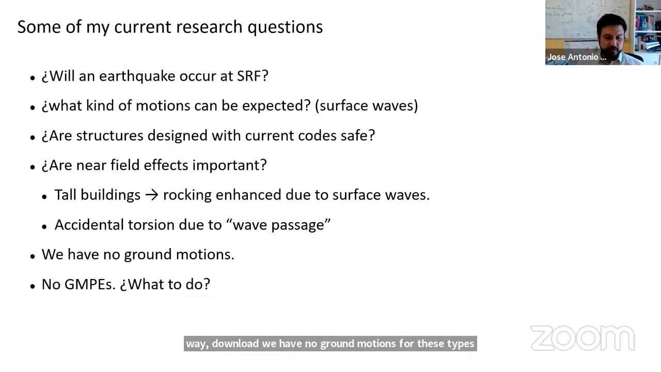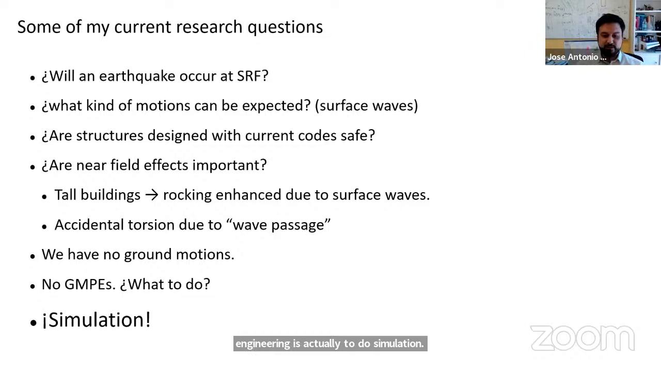So the only other way to produce input for engineering is actually to do simulation. We have no ground motions, we have no GMPs. That means we have to simulate, and this is where DRM comes into play. It's part of the story.